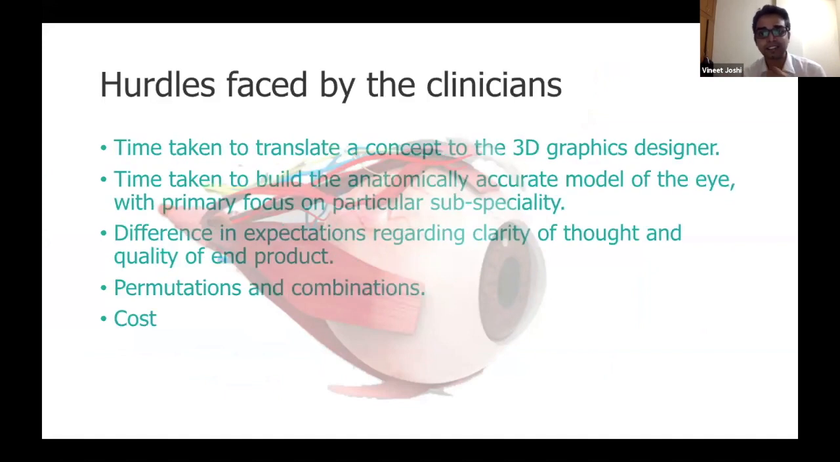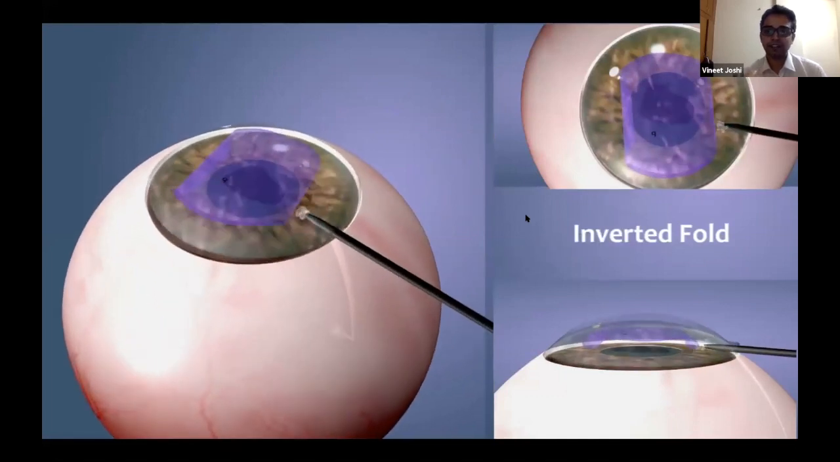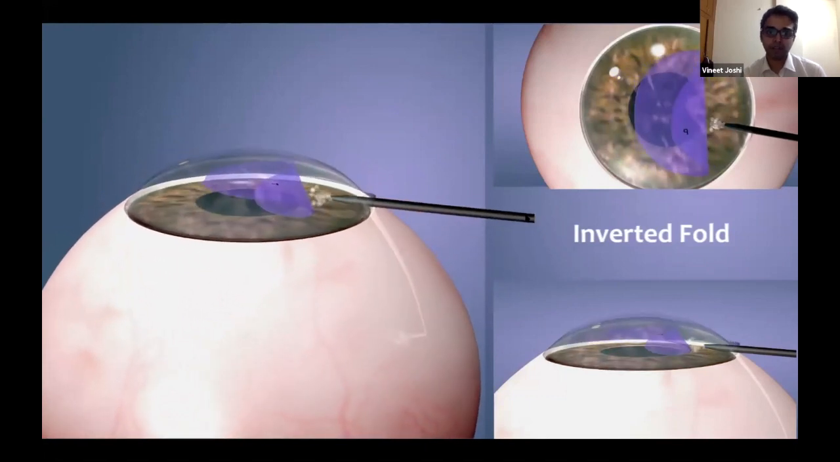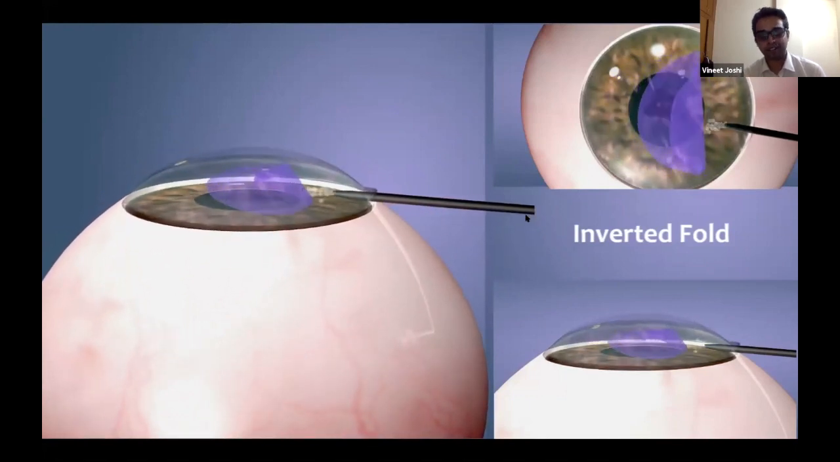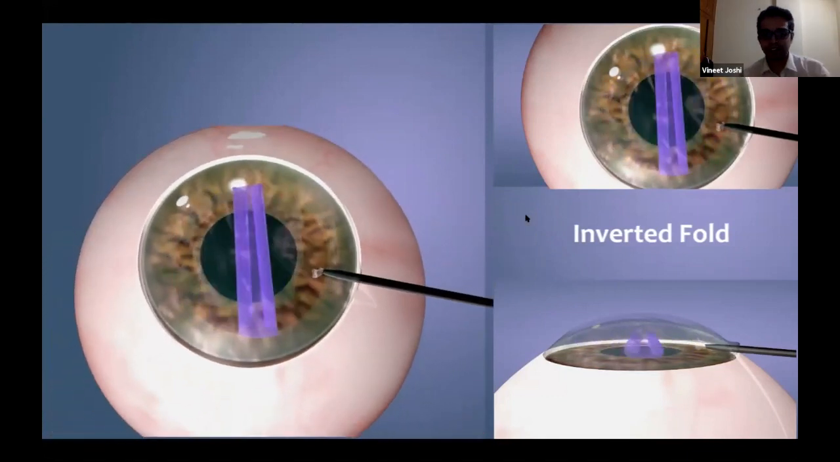But major hurdles faced by clinicians are how to explain the concept to the graphics designer, how to take the time to build an anatomically accurate model and then validate it, and then the difference between the expectations and the cost. This is one of the animations we developed using the same models, but in a video format for DMEK surgery to invert a DMEK fold. And this was all done in the animation lab.